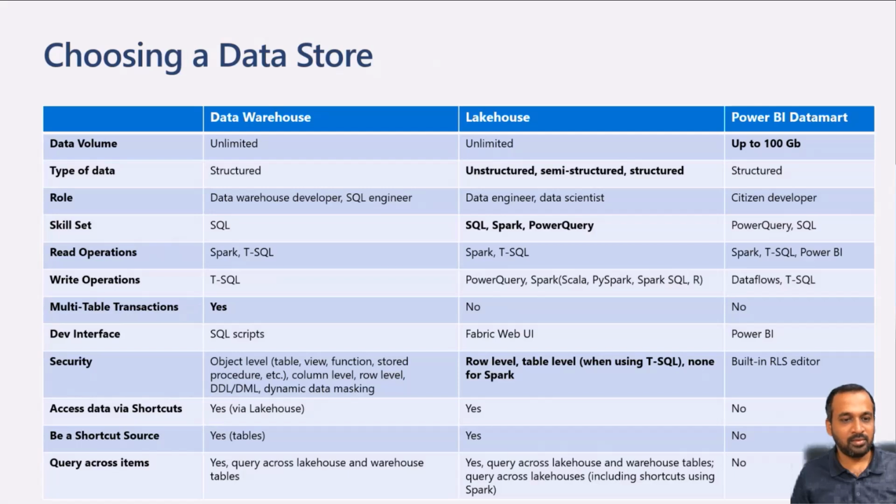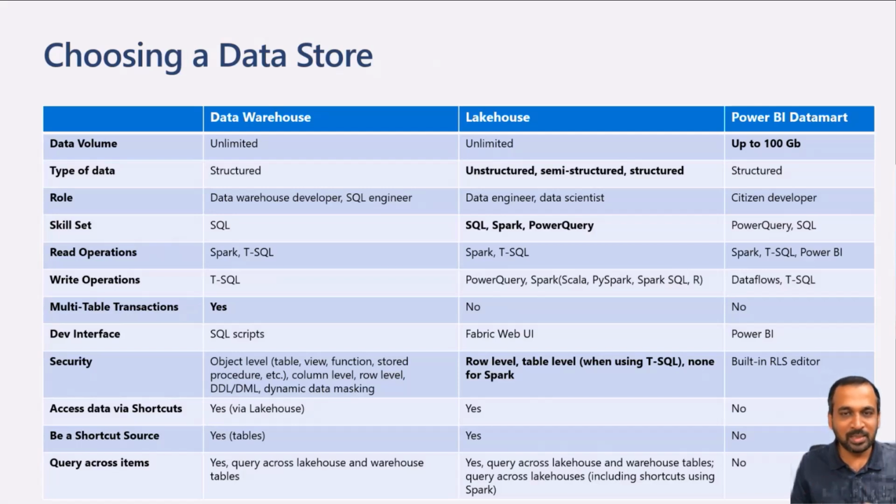Access via shortcut is possible for the Lakehouse and the warehouse, but not possible for the data mart. As for being a shortcut source, it's yes for the Lakehouse and the warehouse, and not for the data mart. And for querying across items, yes, you can query across Lakehouse and warehouse tables. Query across Lakehouse, including shortcuts, is done in Spark.